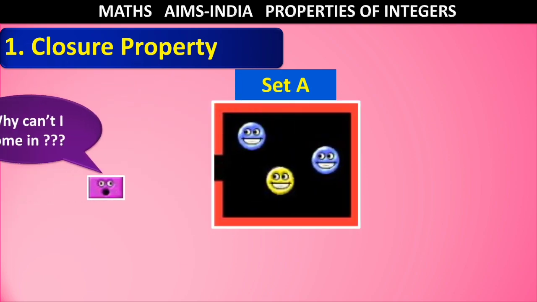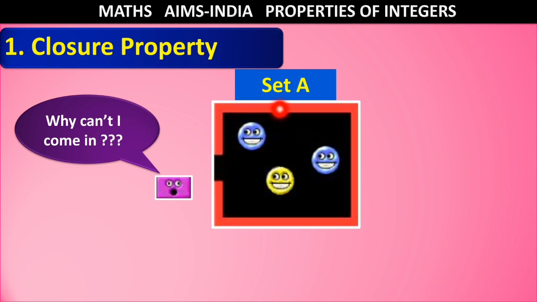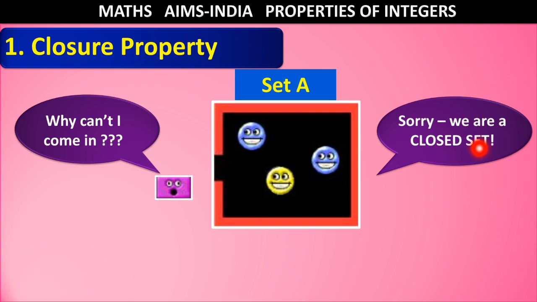If you look at the figure here, what is this? Here we are having a closed box, in which there are 3 balls. A rectangle from outside is trying to enter this box. But these circles are not allowing the rectangle to enter inside. So the rectangle is asking, why can't I come in? Because the reply is, sorry, we are a closed set.